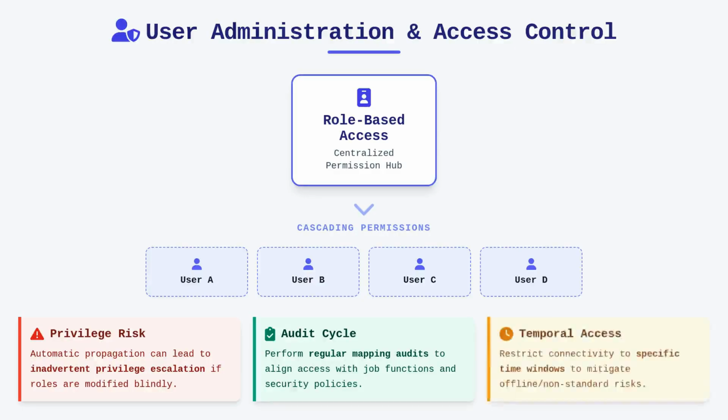Furthermore, one must consider the temporal nature of access, as administrators have the ability to restrict user connectivity to specific time windows, a capability that is essential for mitigating risk associated with offline hours or non-standard operational windows. By mastering these configurations, an administrator gains the ability to ensure that the human elements of the banking architecture remain secure and performant.